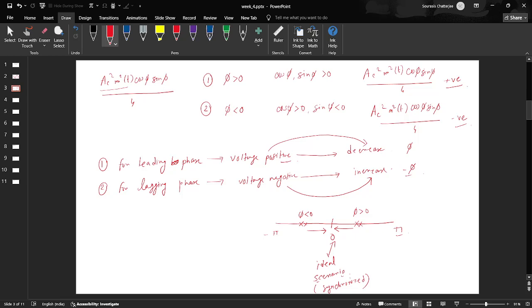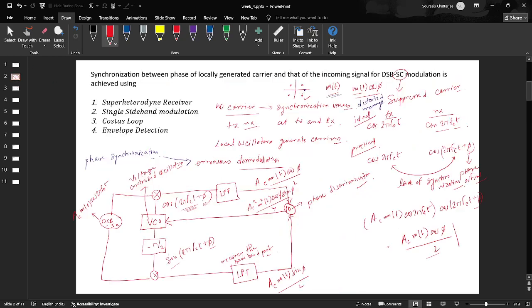Similarly, for lagging phase, when phi is negative, it turns out my voltage is negative. So ideally, I would like to move this phase towards 0. That's why I have to increase it to move it towards 0, since it's a negative quantity. That is why I tune it such that the negative voltage leads to an increase in phi, and that is how this circuit operates. It is slightly complicated compared to what we see used for demodulation of ordinary amplitude AM, that is the envelope detector, but it's still remarkably simple.